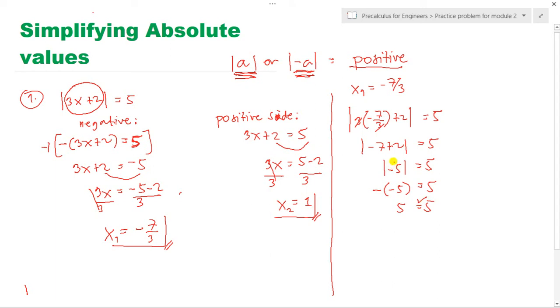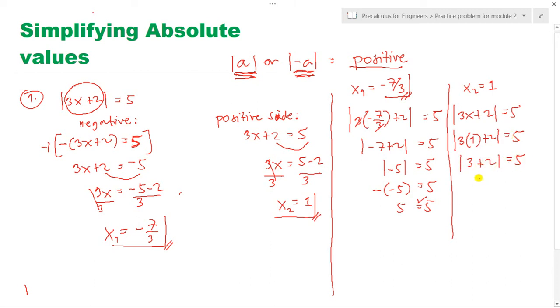Therefore, we already proved that negative 7 over 3 is one of the values for our x. How about for our x equals 1? So for x sub 2 equals 1, we have the absolute value of 3x plus 2 equals 5. Let's substitute. So 3 times 1 plus 2 is equal to 5. So we have 3 plus 2 is equal to 5, and we have 5 equals 5. The absolute value of a positive number is still positive, so we have 5 equals 5. Therefore, we prove our answer. We prove that 1 also is a value of our x.